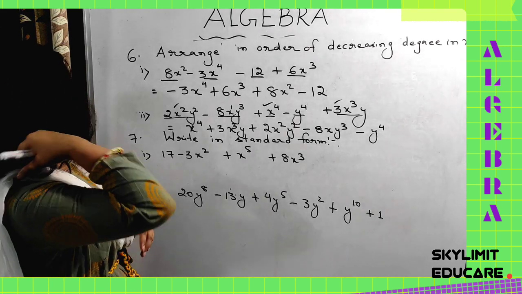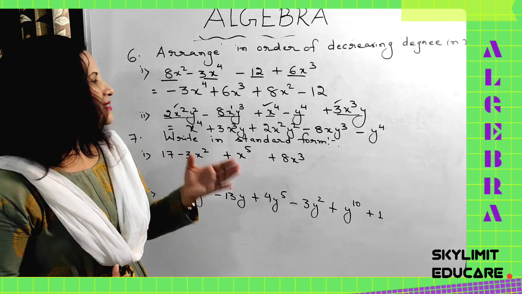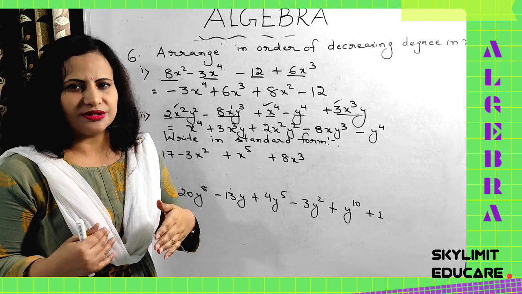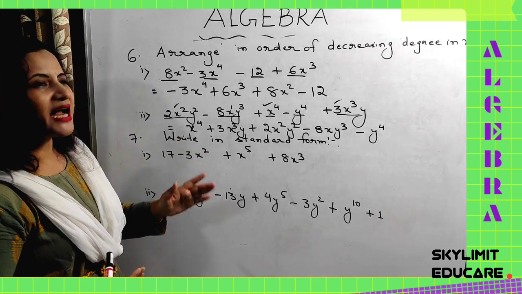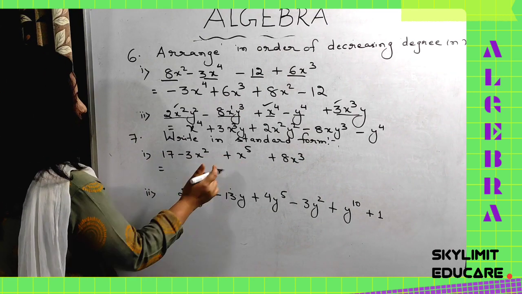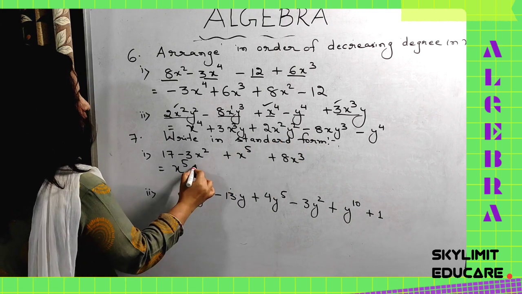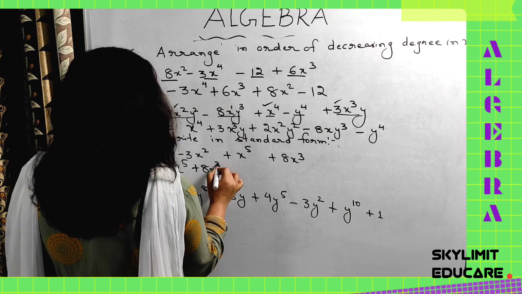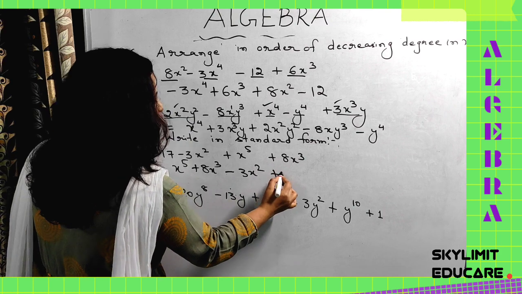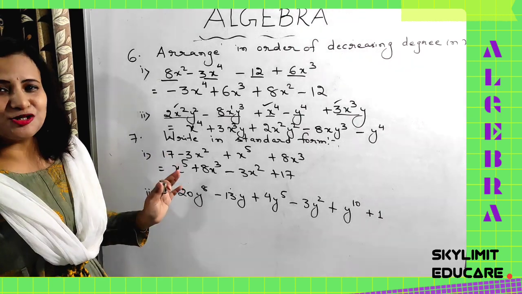Clear? So now the next question. What is the standard form of writing an algebraic expression? Obviously in the same manner you write. That means you have to arrange in such a manner that the highest degree comes first. So this is the standard form of writing. First, the highest power, so it's x to the power of 5. Next highest is x to the power of 3, so we'll write 8x cube. Then minus 3x square. And at last you will write 17. So this is the standard form of writing an algebraic expression.